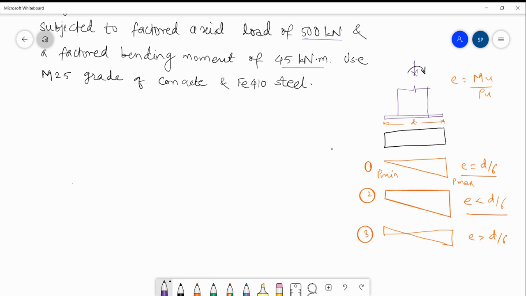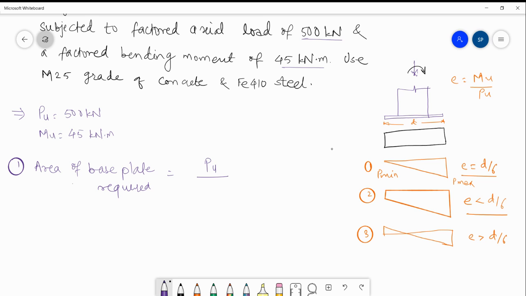So now we'll continue with this numerical. Here we'll note down the given values first: Pu equal to 500 kilonewton and Mu equal to 45 kilonewton meter. Now the first step will be the calculation of the area of base plate required.